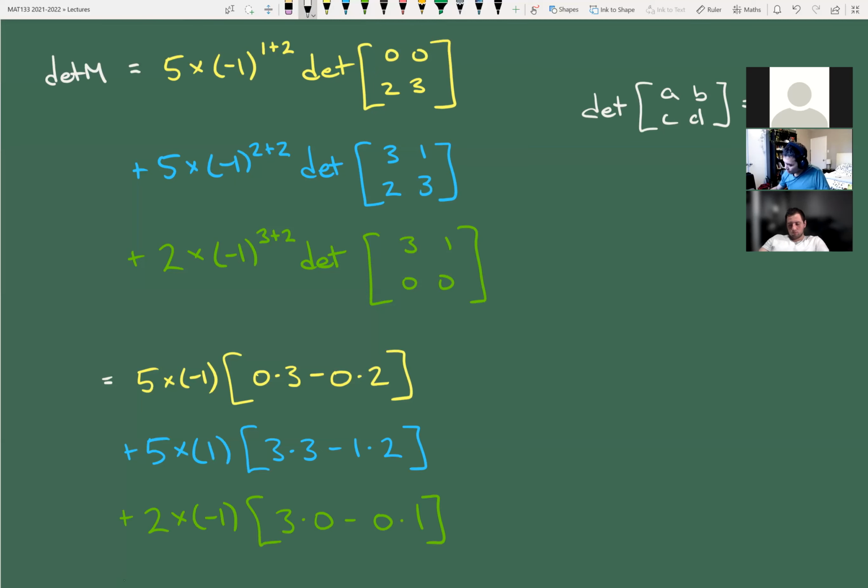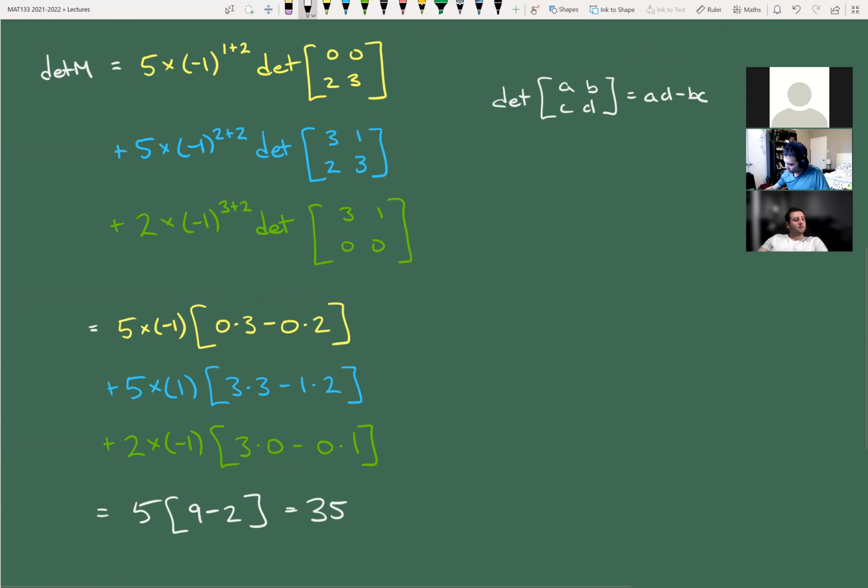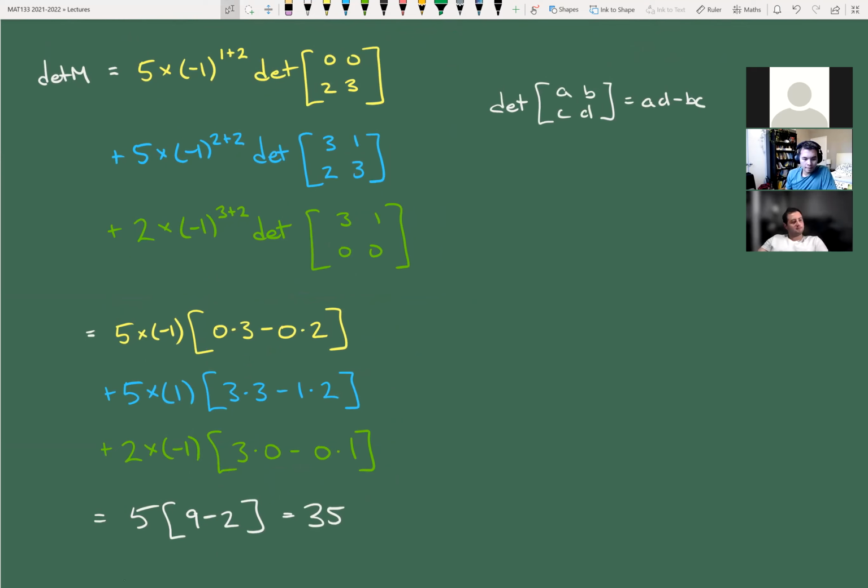And if you evaluate all that, only the middle part is non-zero. So you're going to get 5 times, well, look at that, 9 minus 2, 35, right? Same answer. So it really doesn't matter. And if you want to, try it along even a different row or a column. If you want to, try doing it over row 1. That's kind of another bad one.